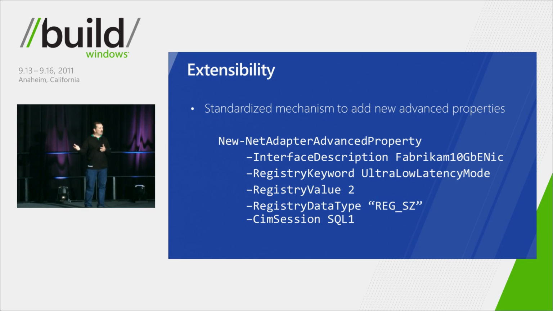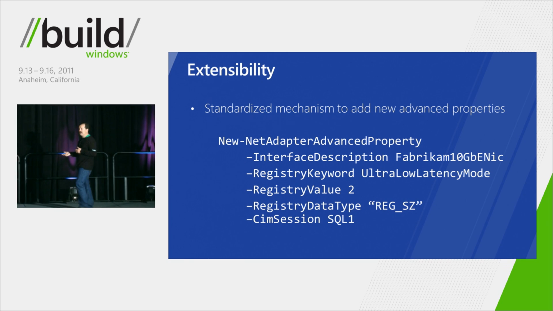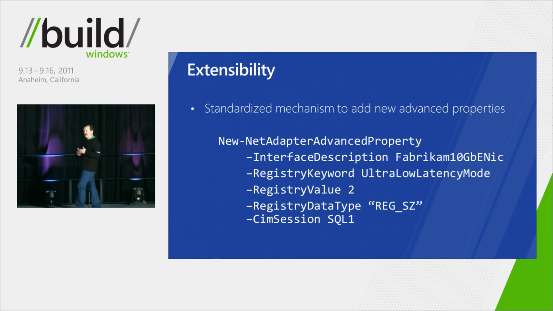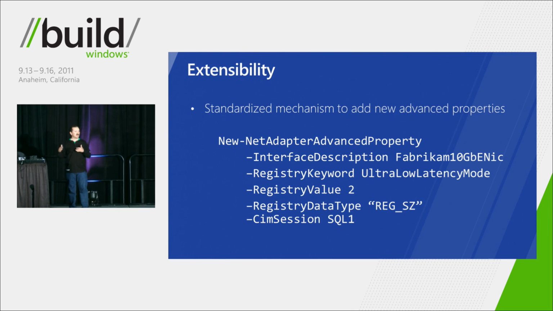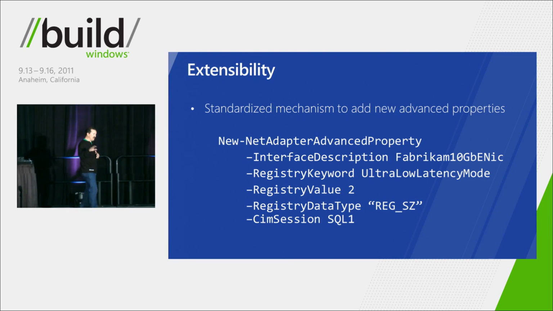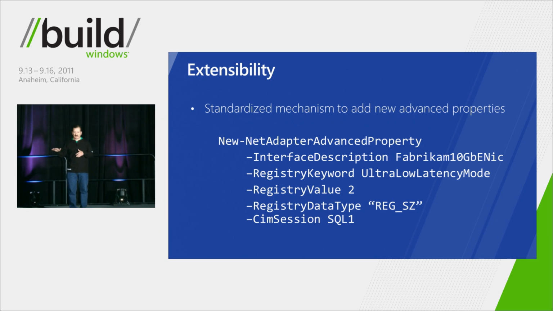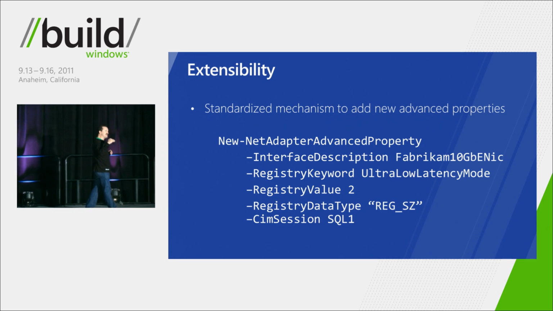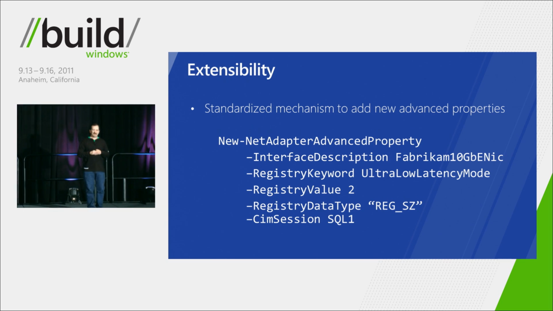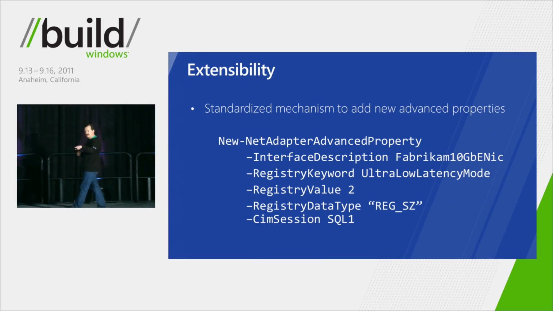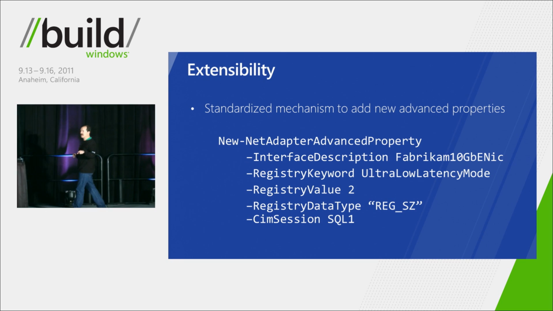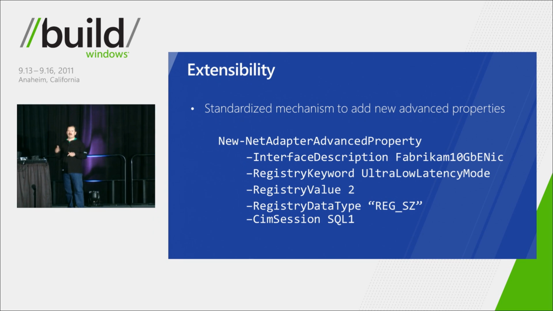But you can use remoting, and you get all these benefits there. So you could build a UI for your customers to configure your NICs in particular modes using this. Now, this is kind of low level, this net adapter advanced property, but you can put syntactic sugar on top of this. So you can say, Fabrikam super cool low latency is the commandlet that the user sees, but underneath it's calling this net adapter advanced property commandlet. So that's what we mean by extensible.